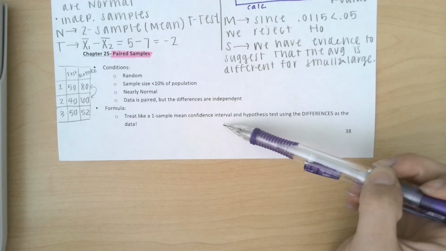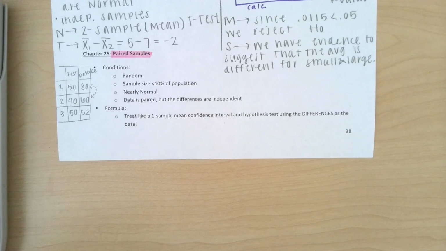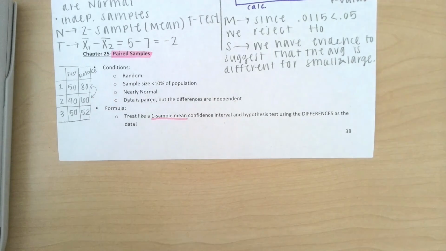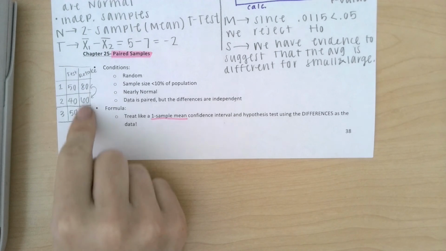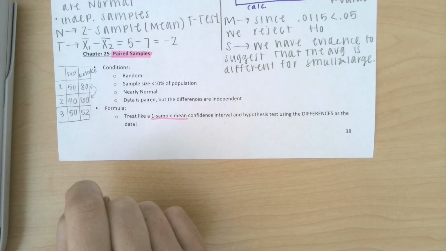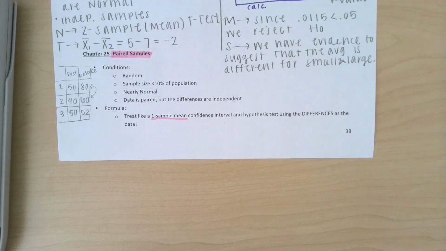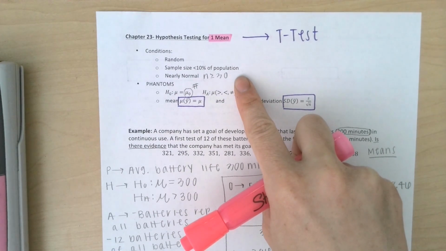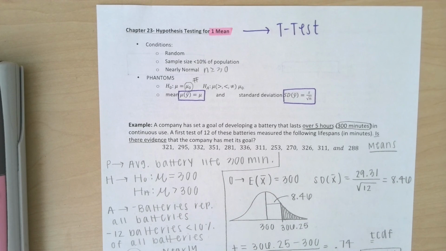What's nice about this is you're going to treat this problem exactly like a one sample mean, confidence interval, or hypothesis test. The only thing is you should use the differences as your data. So you could type this stuff into your calculator. We usually just typed in then L3, calculated those differences. The process is then the exact same as we saw on this previous page with hypothesis testing for one sample mean. The only difference is you're focusing on those differences rather than one set of data.